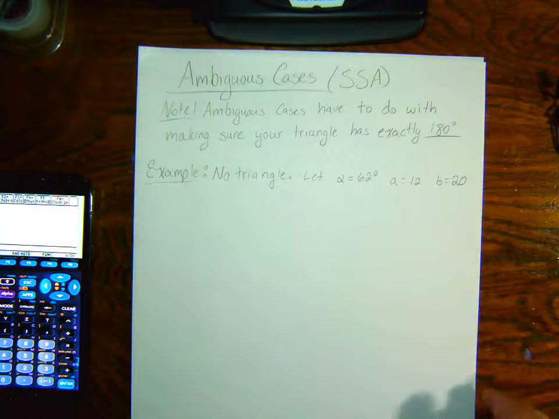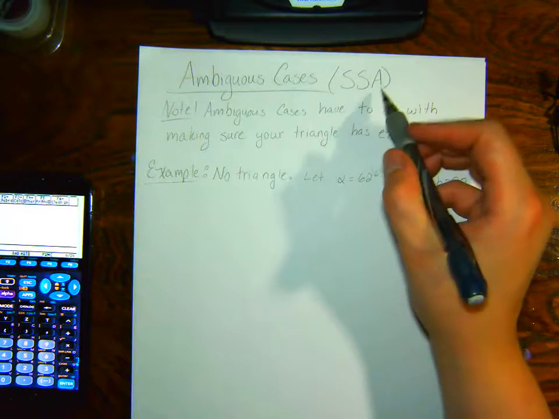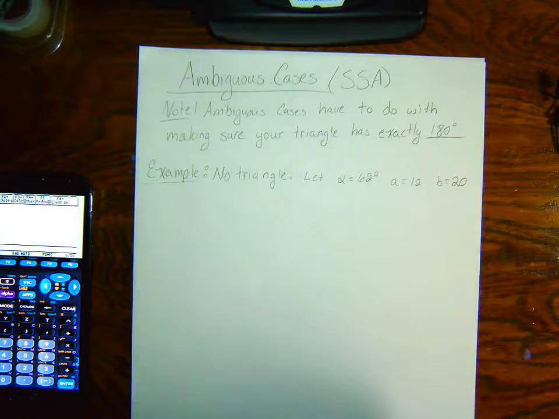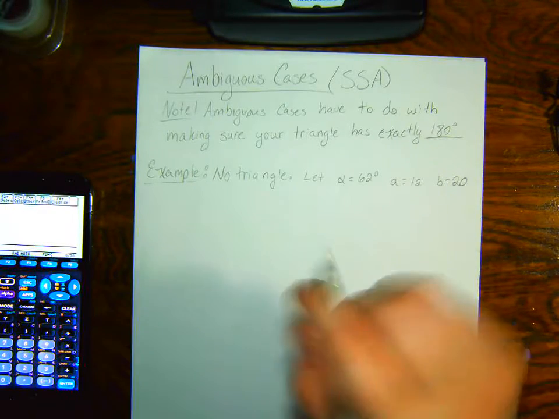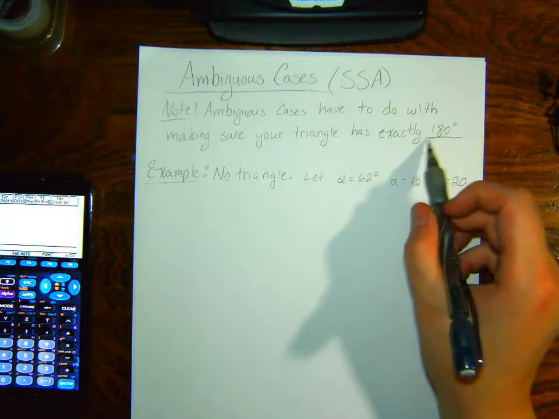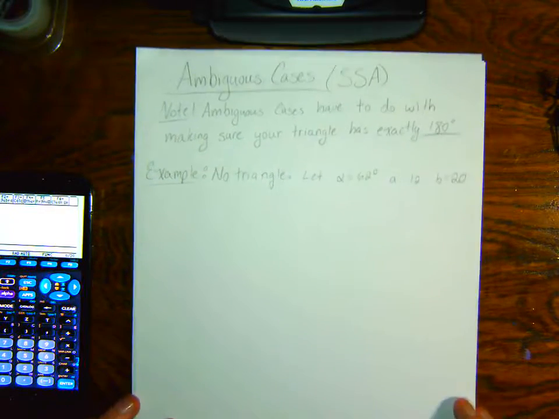Okay, now we're going to go through some of the ambiguous cases. We have an ambiguous case when we have a side-side-angle triangle. That's where we're given an angle, the side opposite that angle, and then one of the remaining two sides. Just a quick note, the ambiguous cases have to do with making sure your triangle has exactly 180 degrees, so keep that in mind. I'm going to be getting to that a little bit later in some of the other examples.